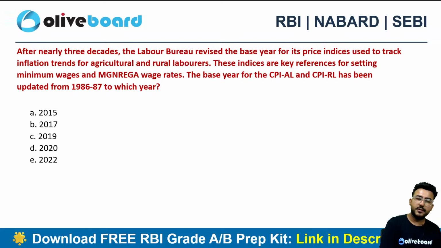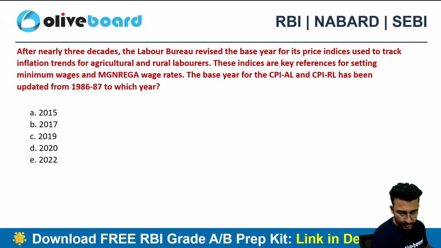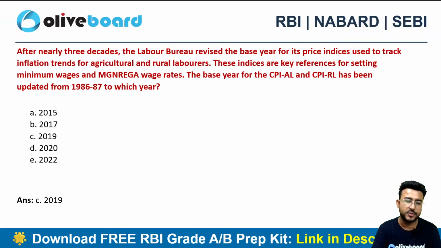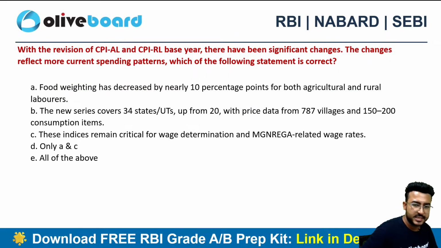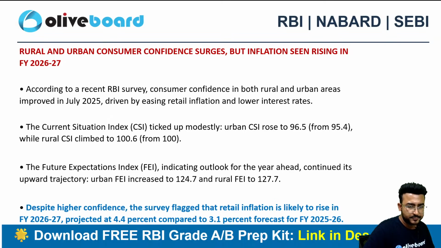Next one, the base year for the CPI AL and CPI RL has been updated to which year? What is the new base year of these two indices? CPI AL, agriculture labour and rural labour, yes, 2019, very good. And there is a high probability you will get one question from the base year side, right?